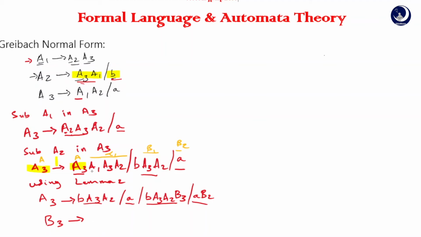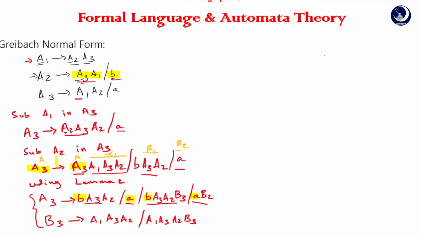So what is alpha here? This is the alpha. So that is A1, A3, A2, and alpha IB means A1, A3, A2, B3. So these are the respective productions of A3 and B3 after applying lemma 2. Now you can observe that all the productions of A3 are in GNF, because you can see that all the productions of A3 are starting with a terminal followed by a number of variables.